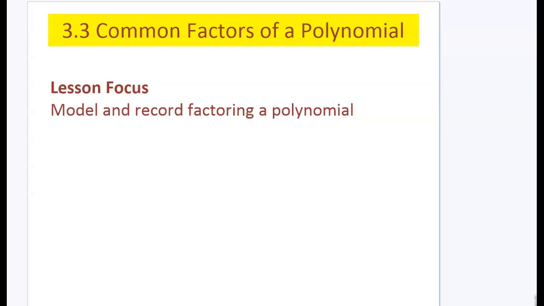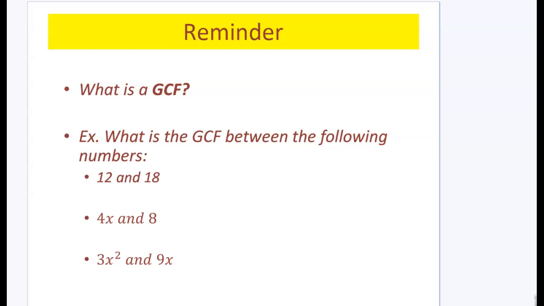In section 3.3, we're going to look at common factors of a polynomial. What is the greatest common factor? Well, the greatest common factor between the following numbers, 12 and 18. If I look at 12 and 18, what's the biggest number that divides evenly into both of those? The greatest common factor here would be 6.